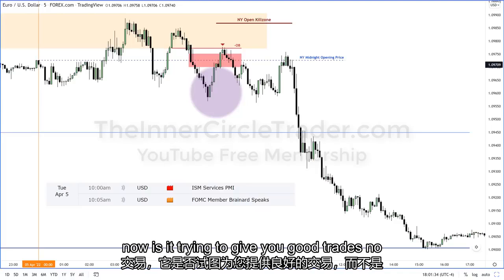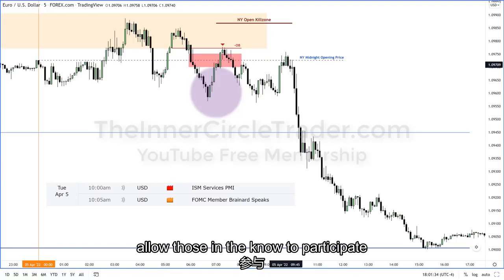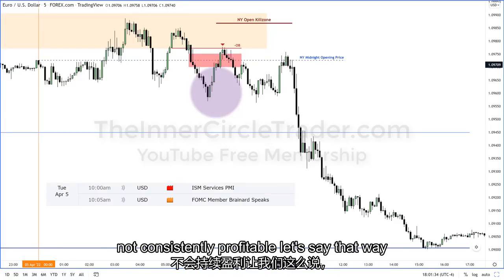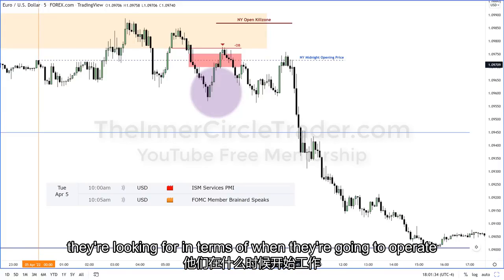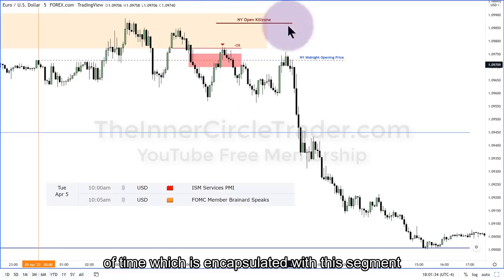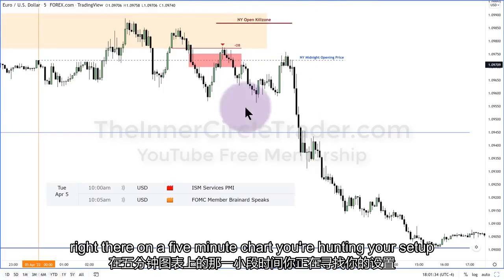Now, is it trying to give you good trades? No. It's trying to move and rebook and reprice to levels to allow those in the know to participate. It's a rigged game. You're not supposed to be in it. Not consistently profitable, let's say it that way. But for those that are in the know, they're looking for these types of signatures in price action. So they know what they're looking for in terms of when they're going to operate. So as a technician, they're looking for a specific element of time, which is encapsulated with this segment right here, 7 o'clock to 10 o'clock. So that little bracket of time right there on a 5-minute chart, you're hunting your setup.